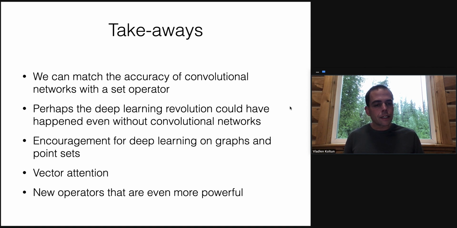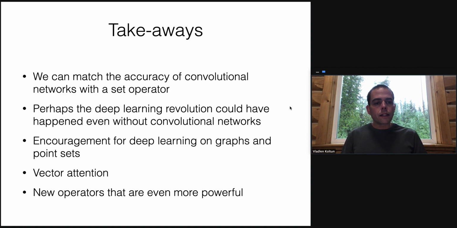Well, our results suggest that maybe these areas where deep networks are developed for graphs, sets, point sets, and other irregular structures are actually not at a disadvantage, because this indexing into grid locations is actually not essential to the success of deep learning, even on images.